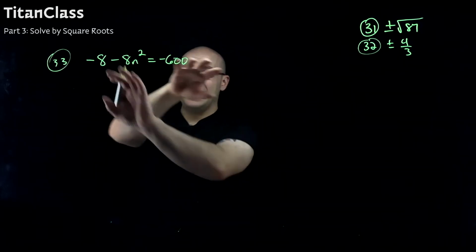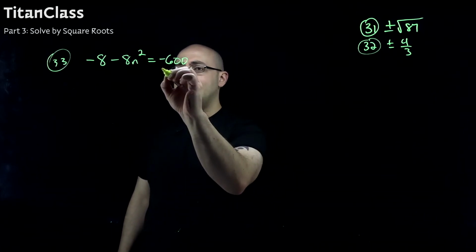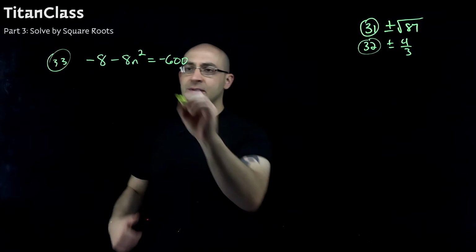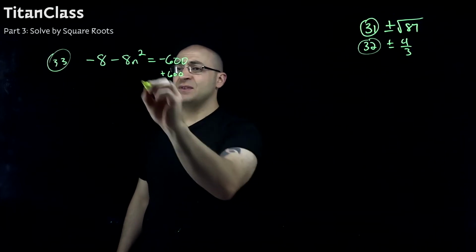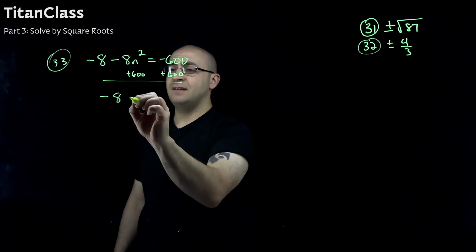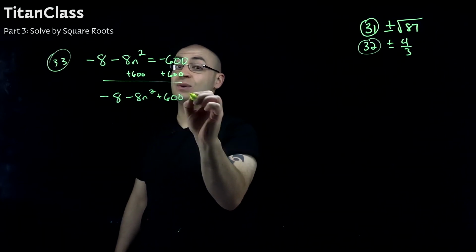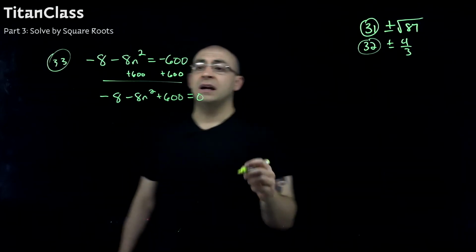I'm actually going to move everything around. Hear me out. I'm going to add, well, not everything. I'll keep the negative 8 where it is. I'm going to add 600 to both sides first, which is going to give me negative 8 minus 8n squared plus 600 equals 0, right? Because I moved it.